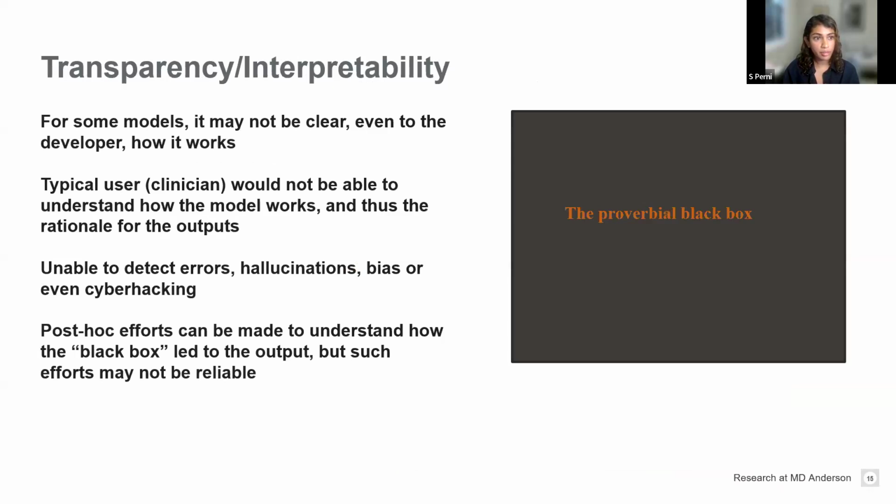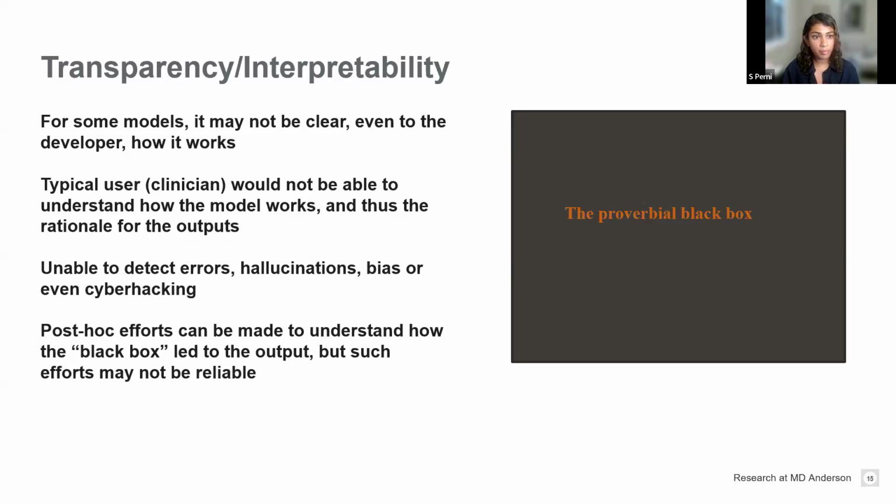The next risk that I would mention is transparency and interpretability. This comes up a lot when discussing AI. For some models, it may not be clear even to the developer how it actually works. A large amount of data is being interpreted in an unsupervised manner in many cases by AI models. And the typical user, which I would say is most likely a clinician or a researcher within this context, would not be able to understand how it works, and thus the rationale for the outputs.